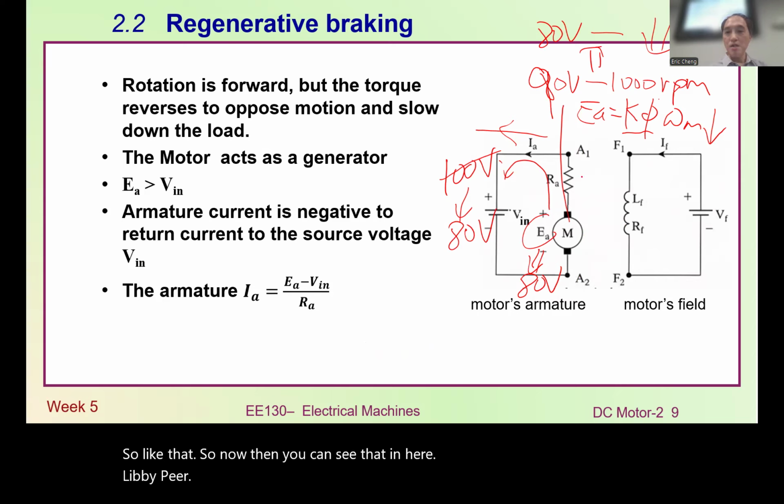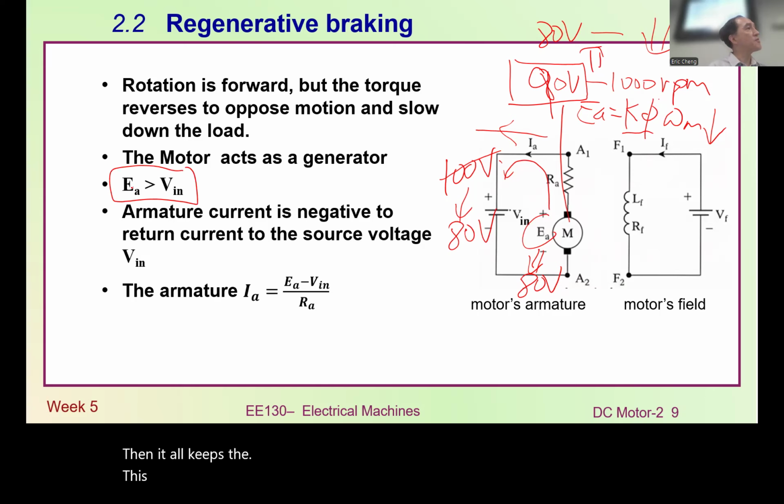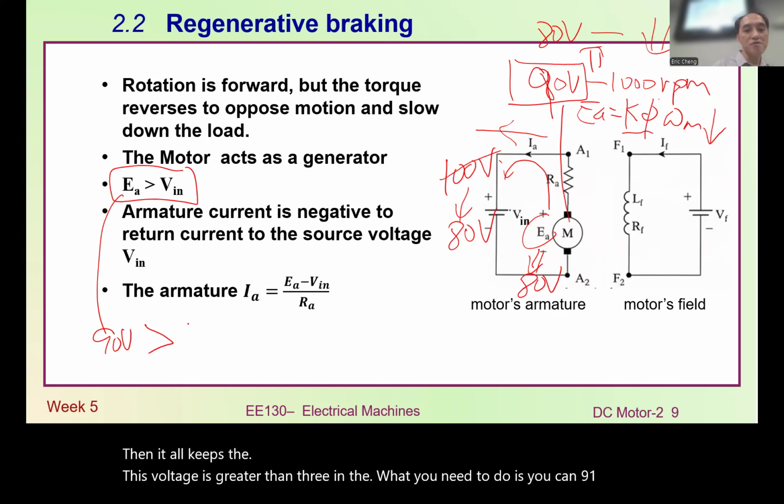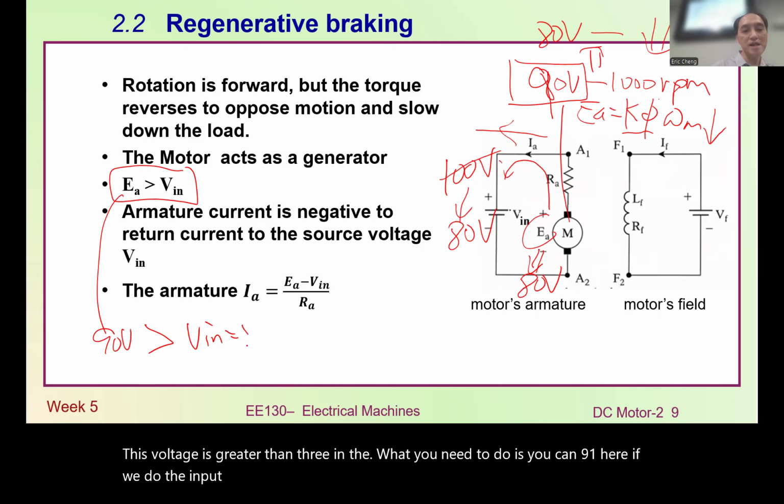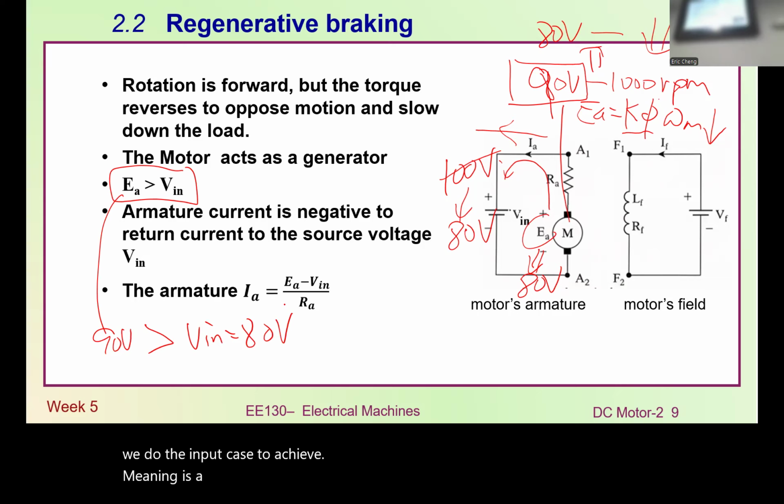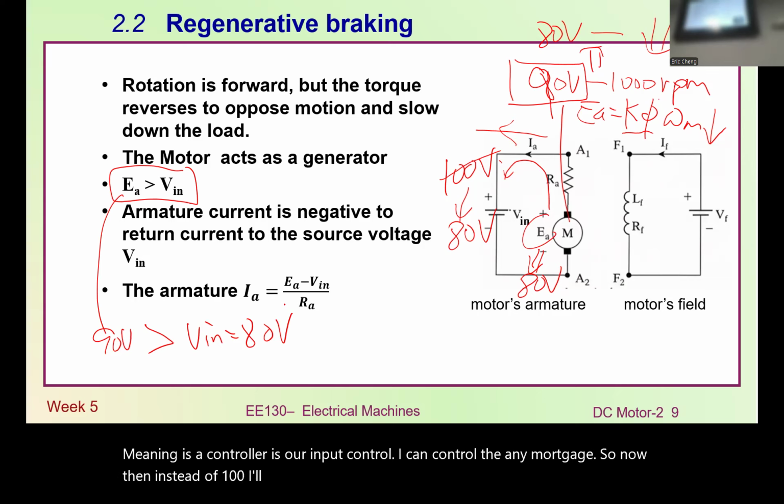So if that is 90 volt here, then if this voltage is greater than Vin, what you need to do is reduce the input voltage to 80 volt. Vin is a controller, it's our input control. I can control any voltage. So now instead of 100 volt, I reduce to 90. That is to say the motor voltage will be less than the input voltage.